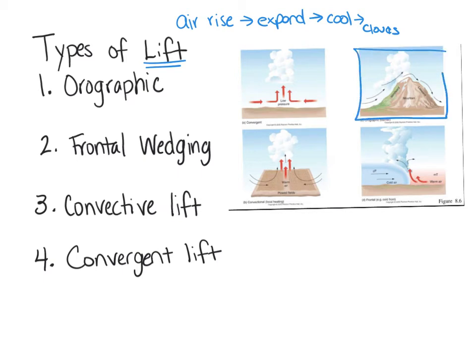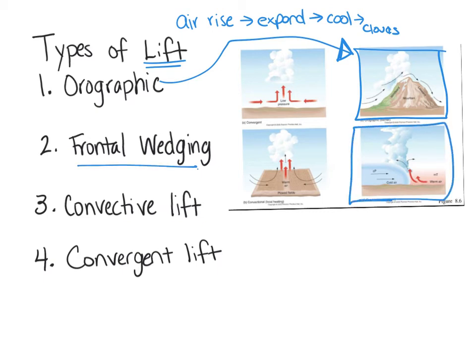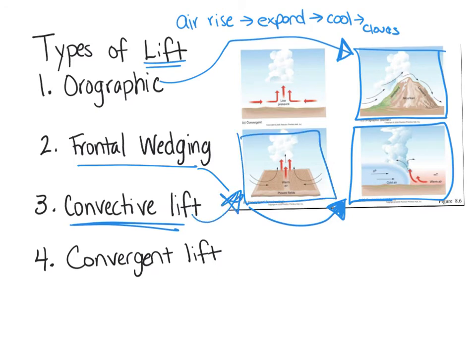This is lift where the air gets pushed upwards because of a mountain in the way of the movement of the air. The second is frontal wedging. This is where one air mass pushes on another air mass, just like how the formation of fronts occurs. Convective lift occurs when one location warms at a different rate, and so the rising of the air is going to occur at different rates.